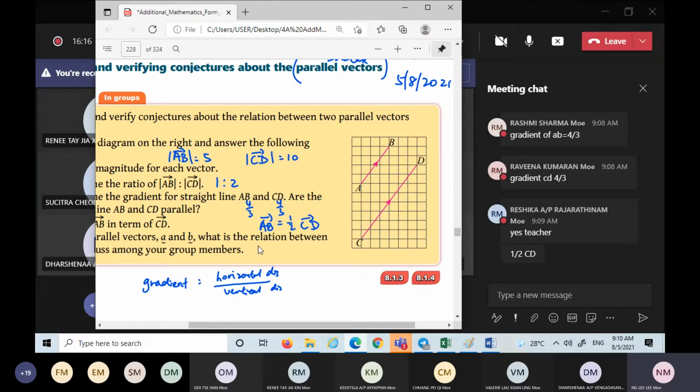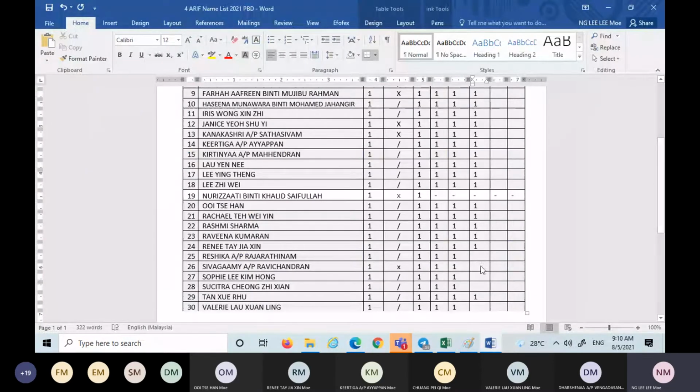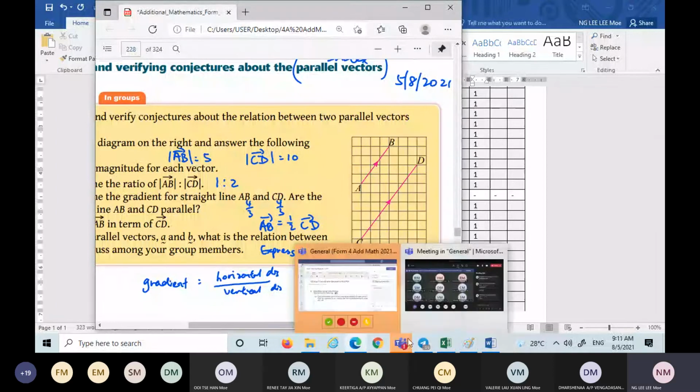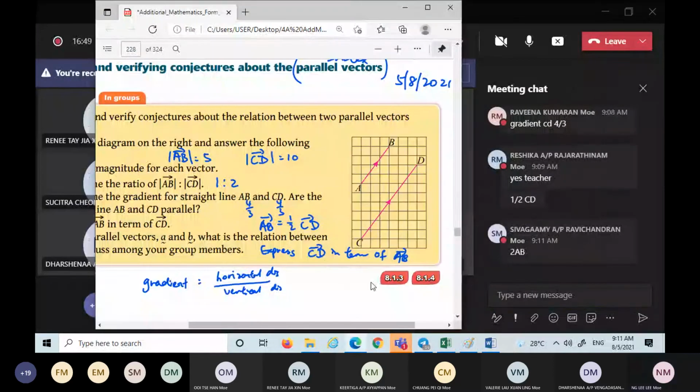If I want to add one more, express CD in terms of AB. Okay, who's the next girl? Siva? How about expressing CD in terms of AB? She says that CD is equal to 2AB. Okay, very good.